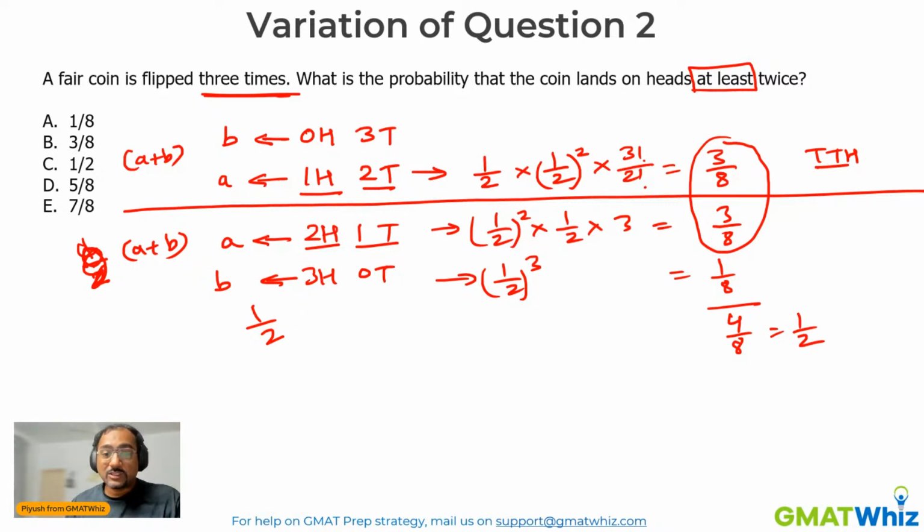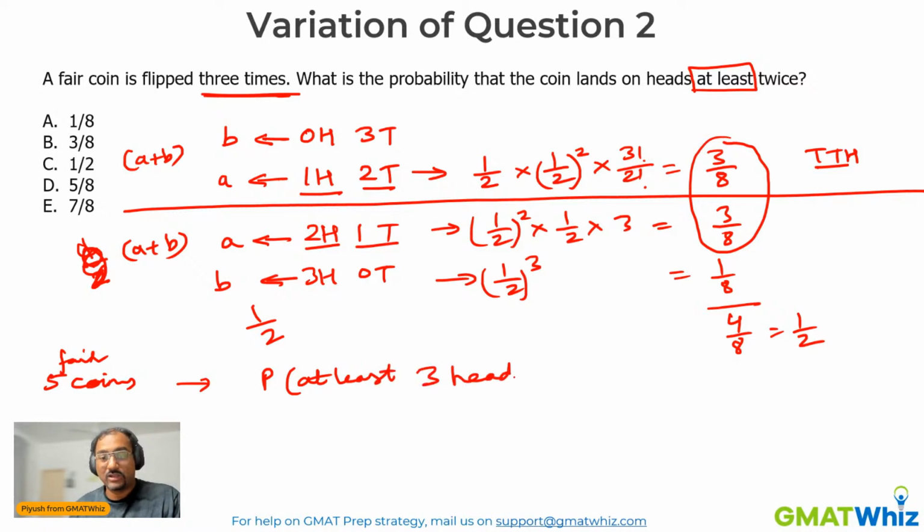Okay. So just to be clear, if they're giving me the question that there are 5 fair coins, and it's important that the coins are fair because the probability of head and tail should be equal, the same. So 5 fair coins are tossed, and they ask me what is the probability of getting at least 3 heads, or 3 tails, at least 3 heads, let's say.